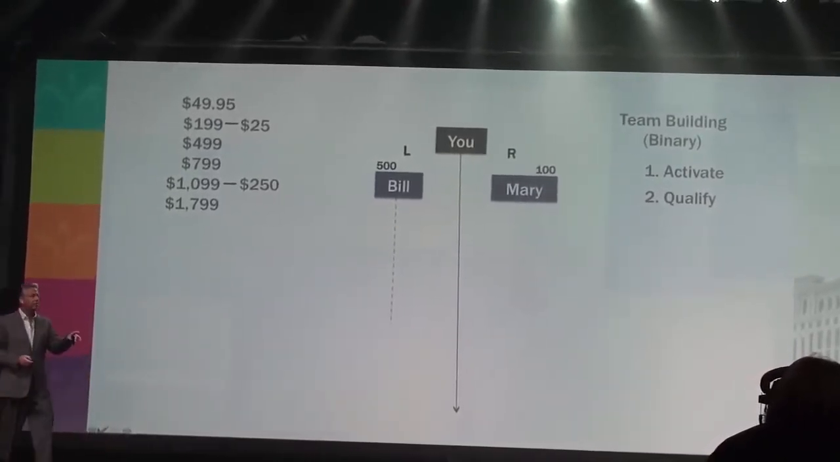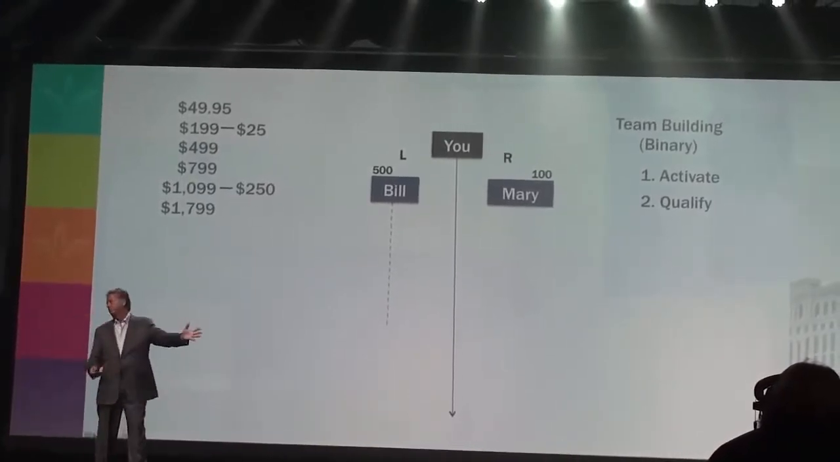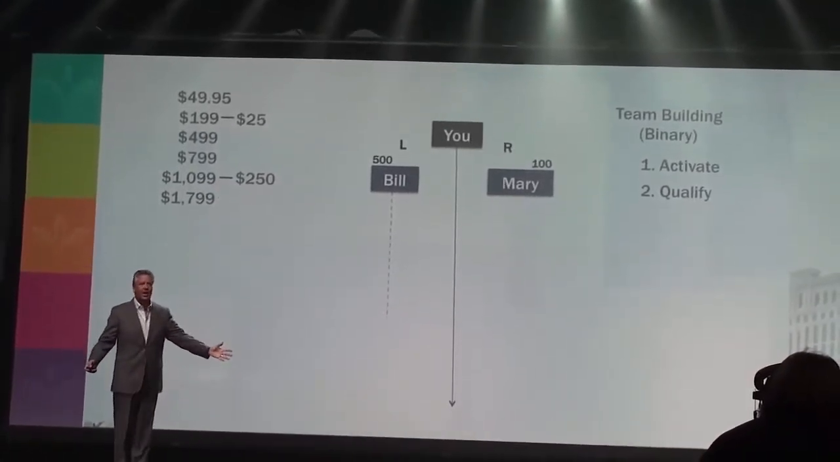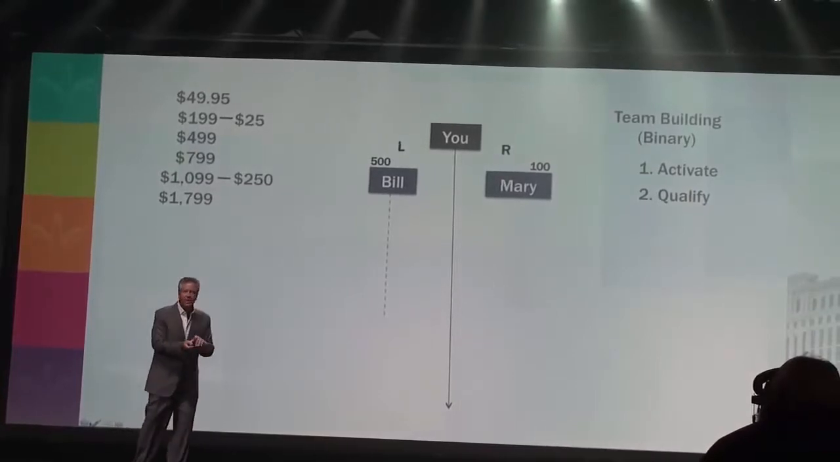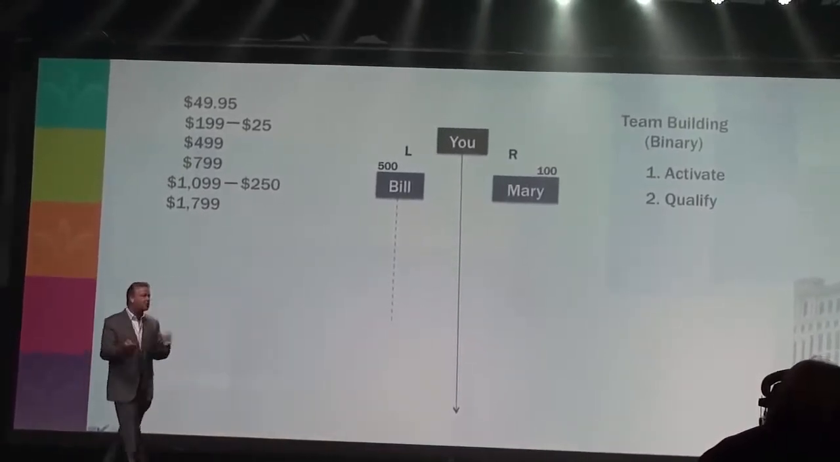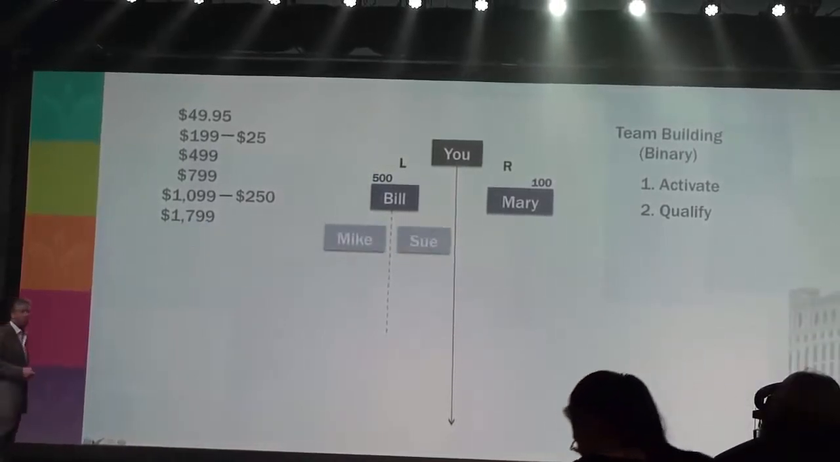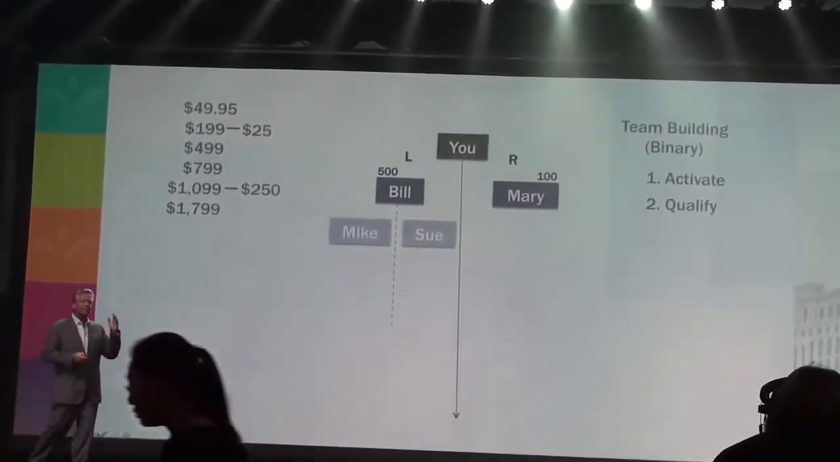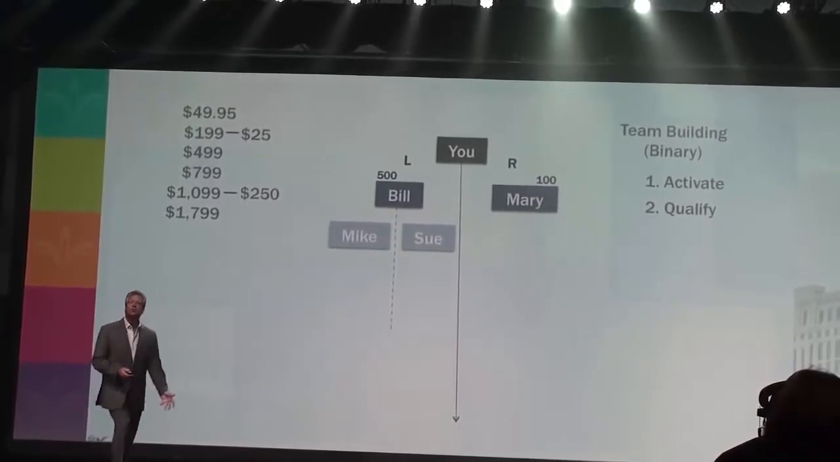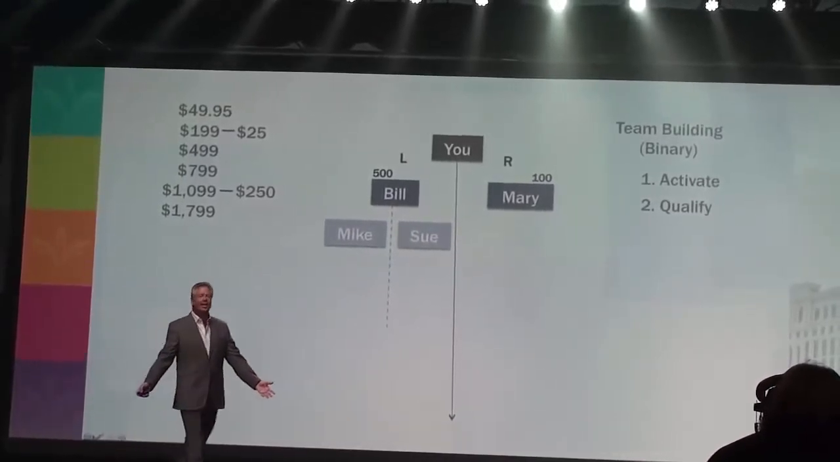Bill's come in and he's activated the program. What's the next thing Bill's got to do? He's got to qualify. Bill's sending out the 2-minute video on Instantly Ageless. His phone's ringing off the hook. And he's got 2 friends, Mike and Sue, who join him in the business. He places them on the left and right side. What's the first thing Mike and Sue's got to do, everybody?